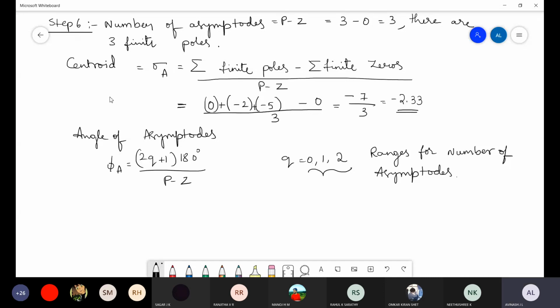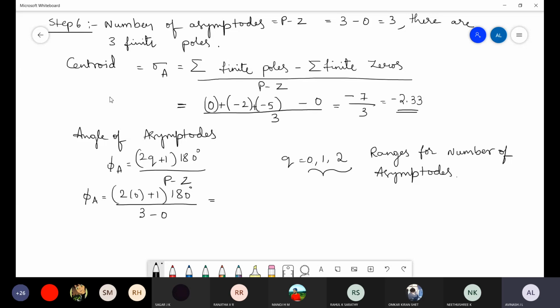Ranges for number of asymptotes. It is 0, 1, 2. Okay. So now the first asymptote, if you are finding out phi A, I can say that it is equal to, if you just substitute the value, 2 into 0 plus 1, into 180 degrees divided by 3 minus 0.